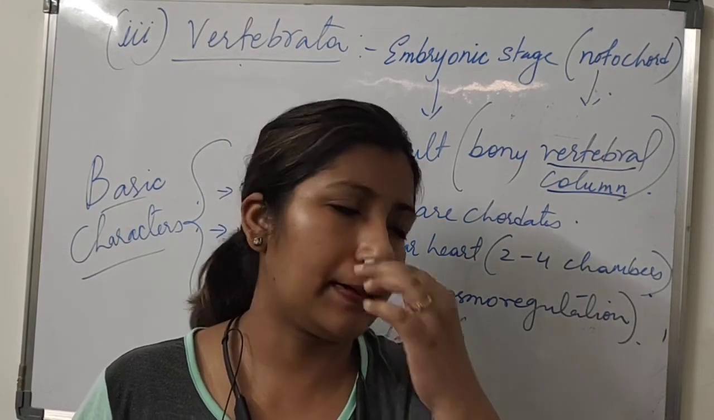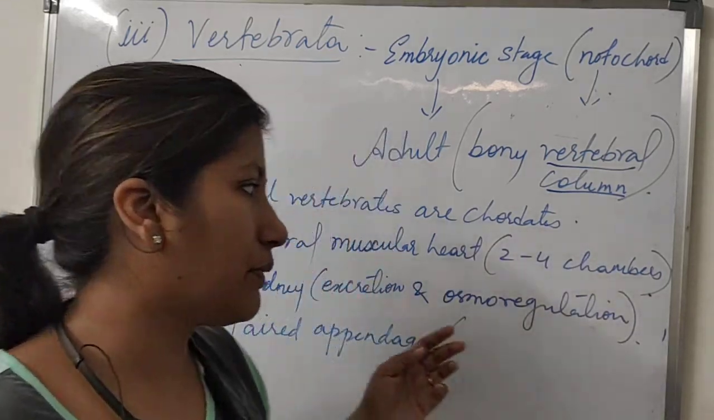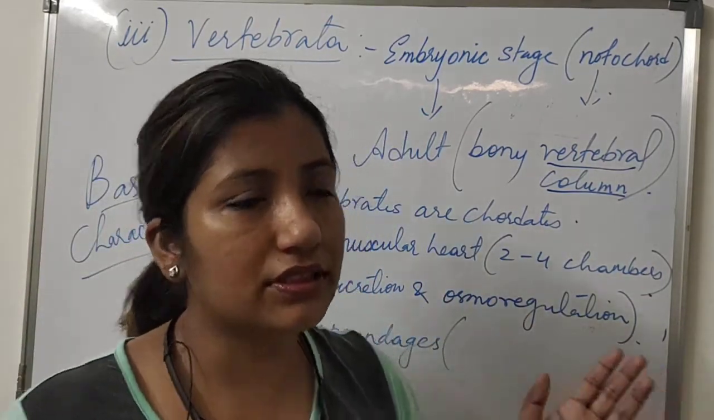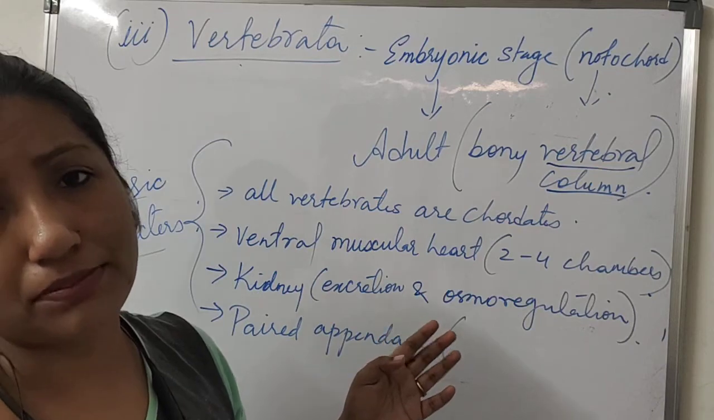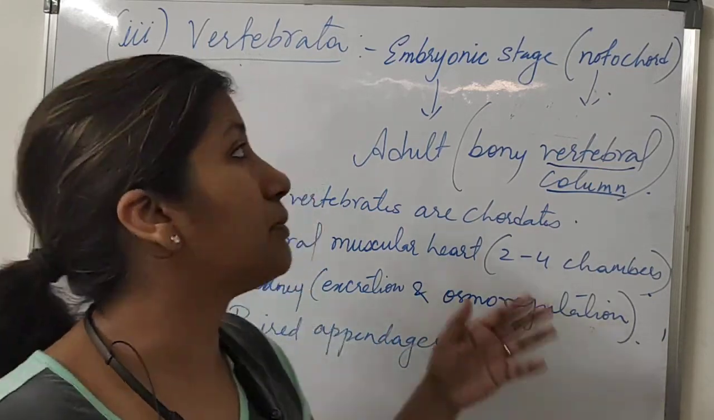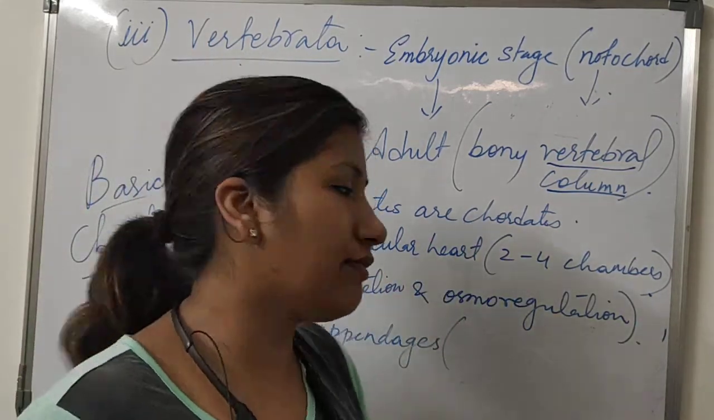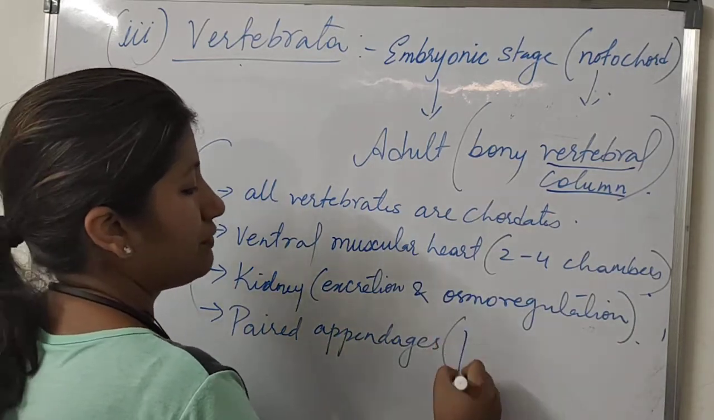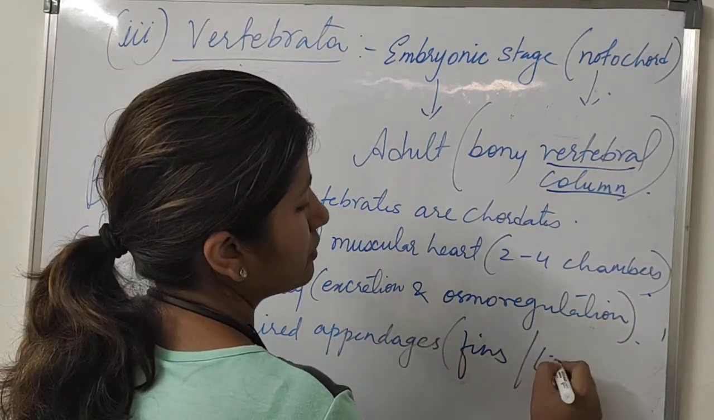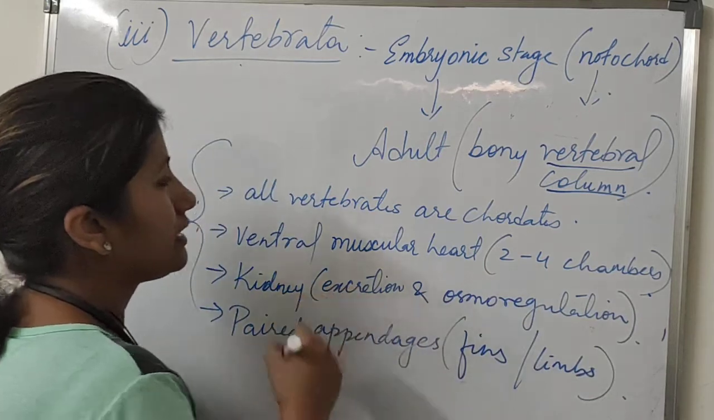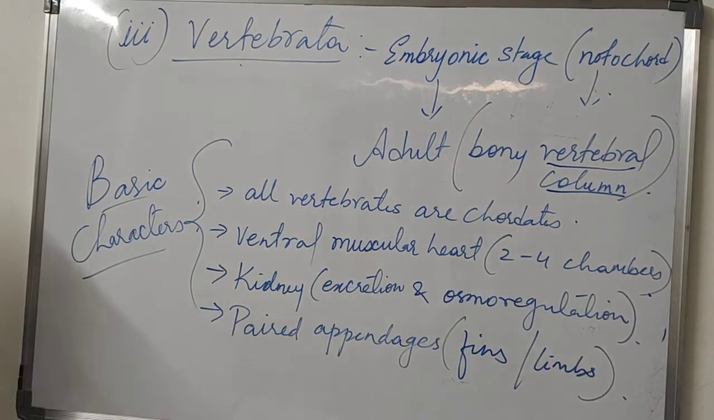Alright, whereas rest all the vertebrates, see, snake come under the vertebrates only, but they don't have limbs and fins. But rest all the vertebrates, they will have either fins, paired fins, or limbs. So these are the common basic characteristics of the Vertebrata.